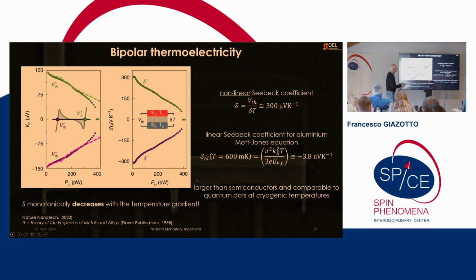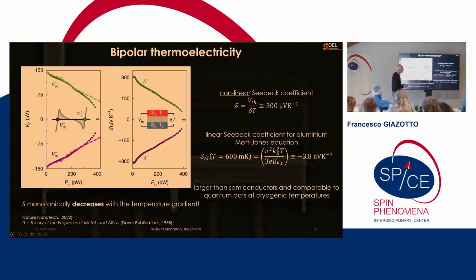Conversely, in a similar way, we can define the nonlinear Seebeck coefficient as the voltage drop, so the thermovoltage, divided by the temperature difference between the two. And this is pretty large: it can be up to 300 microvolt per Kelvin in our system. What is interesting is that this one monotonically decreases with the temperature gradient, whereas in the linear response regime, the thermoelectric response is always linear in the temperature. So it is completely different because we are in the nonlinear regime.